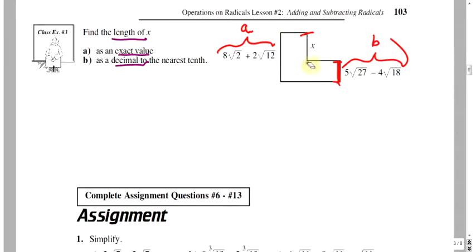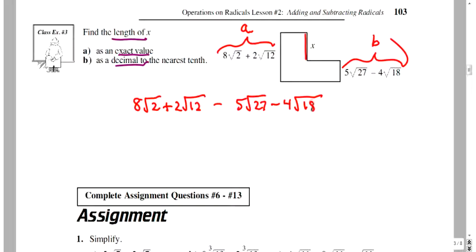Let's get rid of all that. All right, x is A minus B. That's what x is. Okay? Who's not clear with that still? Anybody?